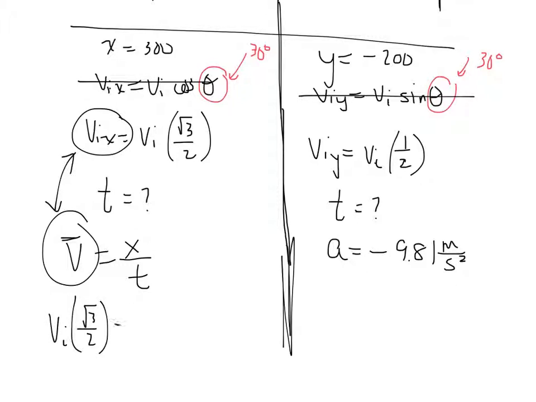That goes in there. For x, we can plug in 300. We don't know what time is. So below this little red line is our equation that we're going to utilize here. Okay, again, V bar, average velocity in the x, which is VI cosine 30, equals displacement, which is 300, over time. I don't know either VI or t, so I definitely need another equation.